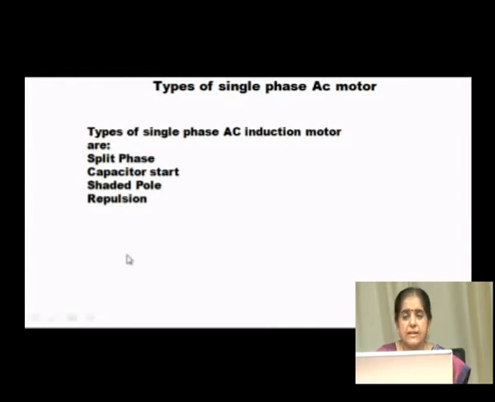The types of single phase AC motor. Okay, the different types of single phase AC motors are the split phase motor, capacitor start motor, shaded pole motor and repulsion motor. These are the different types of motors which are used to start the machine.